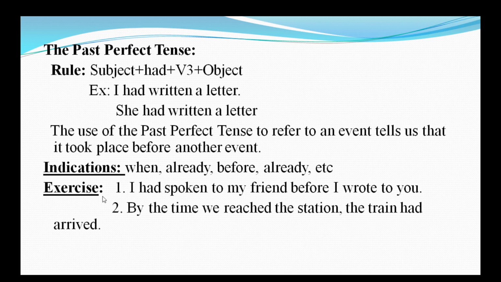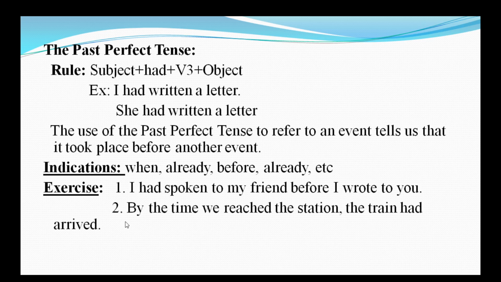అవుతుంది. Here when you look at this exercise, I had spoken to my friend before I wrote to you. Here, two actions are indicated. One is I had spoken to my friend before I wrote to you. That means one is indicated in the past perfect tense and another activity is indicated in the simple past tense.